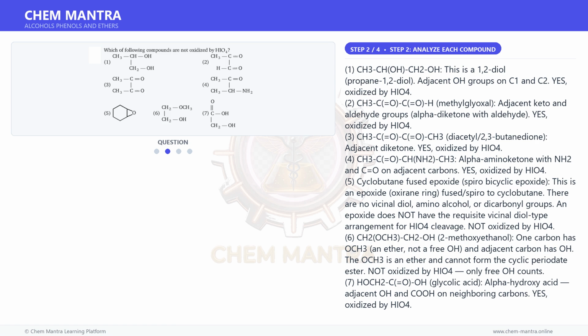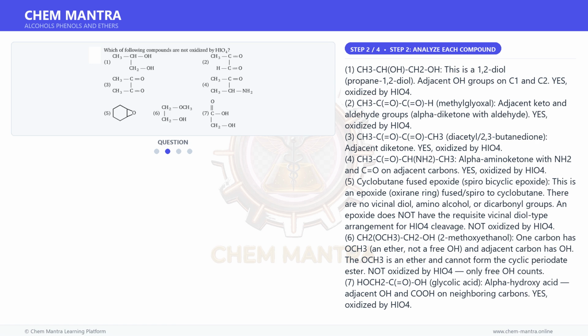4. CH3C(=O)CH(NH2)CH3, alpha-aminoketone with NH2 and C=O on adjacent carbons. Yes, oxidized by HIO4. 5. Cyclobutane-fused epoxide, spirobicyclic epoxide. This is an epoxide, an oxirane ring, fused spiro to cyclobutane. There are no vicinal diol, amino alcohol, or dicarbonyl groups. An epoxide does not have the requisite vicinal diol-type arrangement for HIO4 cleavage. Not oxidized by HIO4.